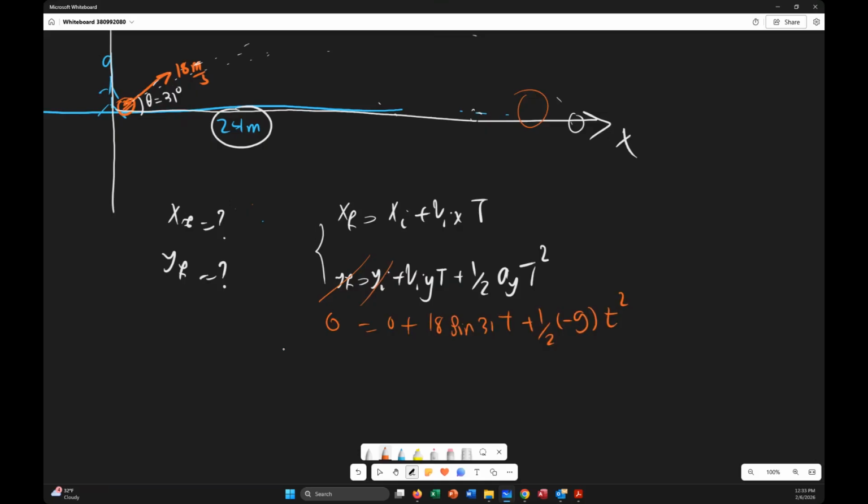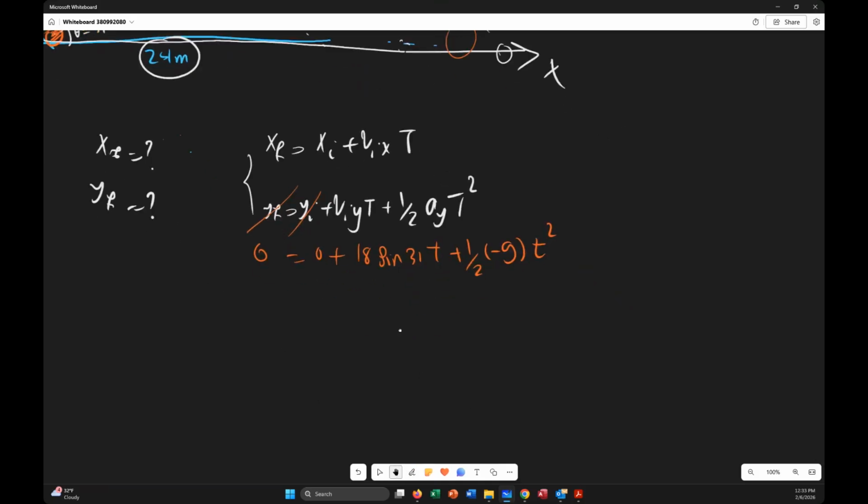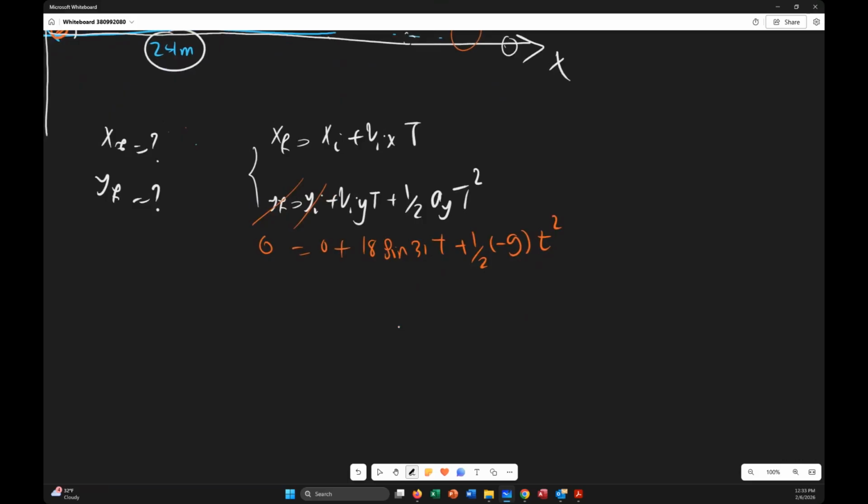Okay. So how can I solve this? These help me to find the total time, yes? The ball was 0, now is 0. It's 0 as well, okay? The initial position, the final position. These help me to find the final time, okay?